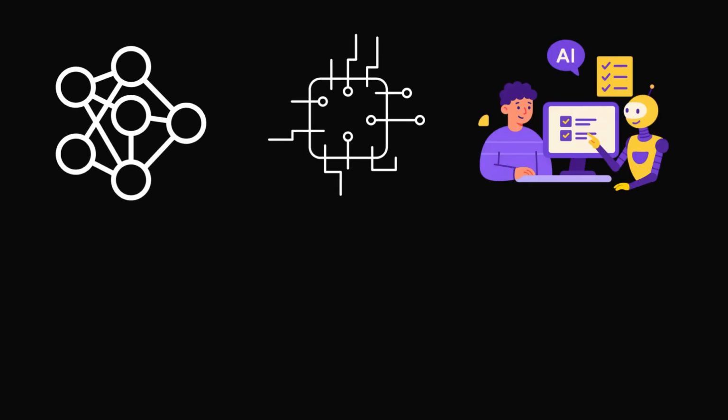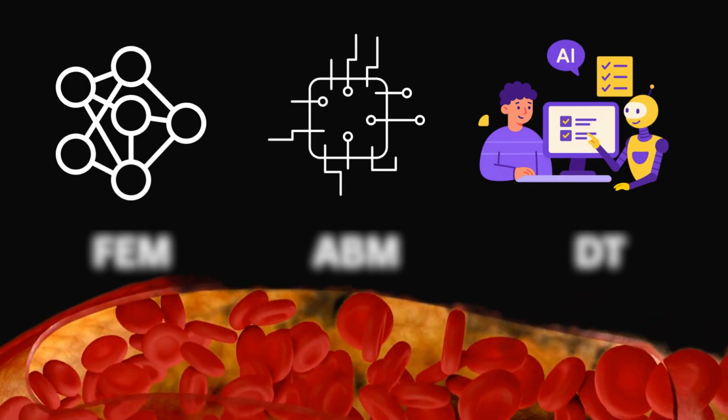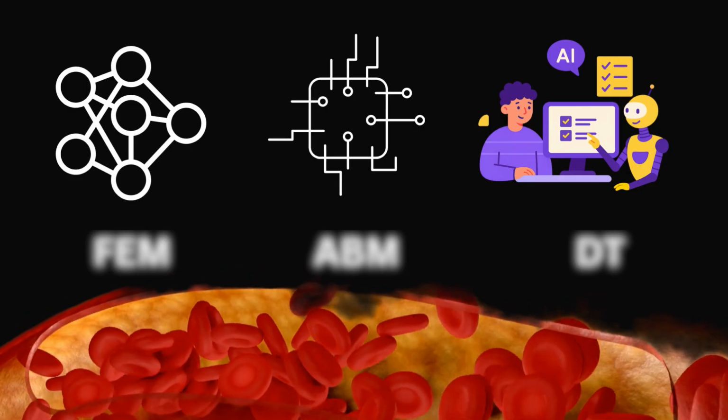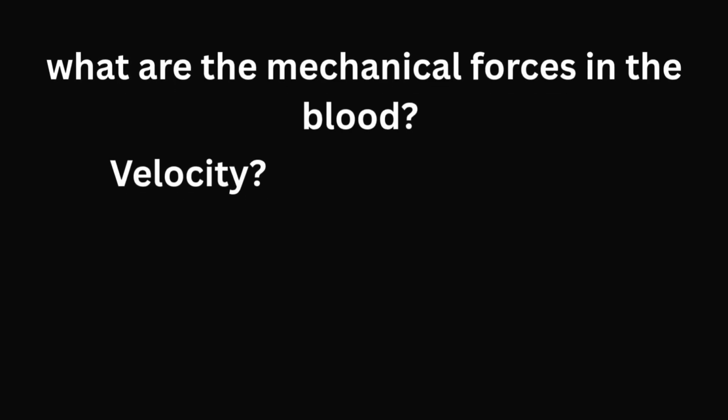In this video, we're going to explore 3 algorithms used to simulate different aspects of blood. Each algorithm will answer a specific question. The first question is, what are the mechanical forces in the blood? How fast it flows, for example, so measuring the velocity, what is the pressure in it?